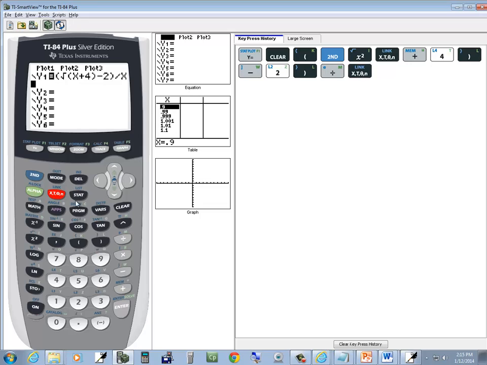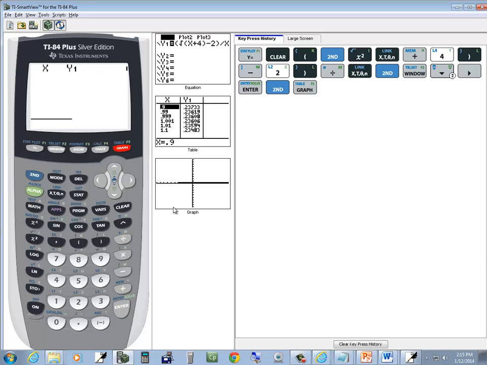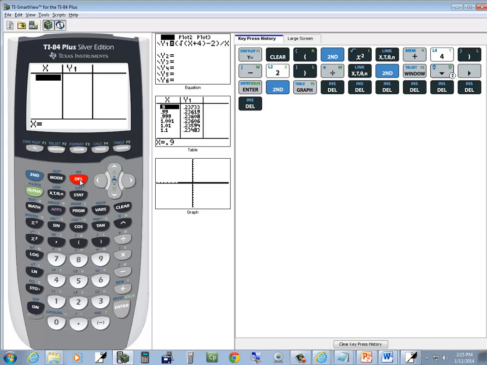Now I need to make sure my table setup is correct, so I'll do second, window to go into that. You see where it says independent? It should say ask. If yours doesn't say ask, down arrow to that line, right arrow, put your flashing cursor on the ask, and press enter one time. Now to go into the table, we'll do second, graph. Then I have some numbers from the previous problem, so let me press delete over and over to clean those out.